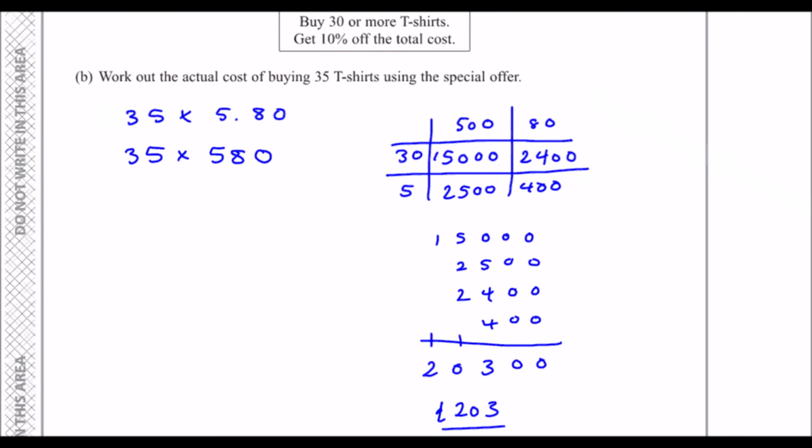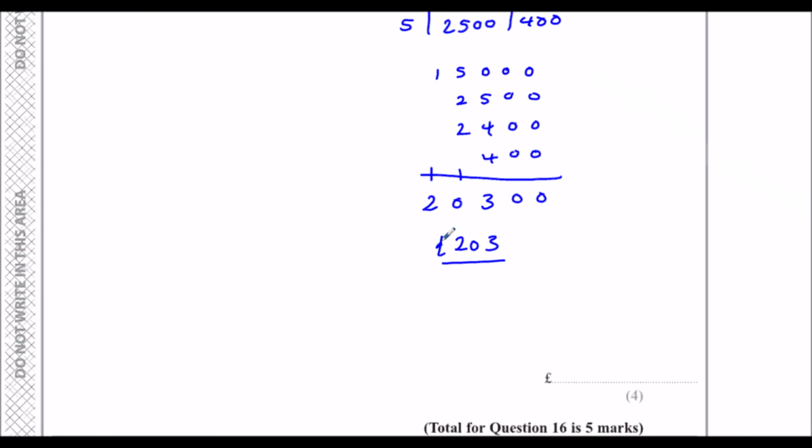But we still need to take 10% off. So how do we find 10%? We divide it by 10. So 10% is this number divided by 10, which is £20.30.